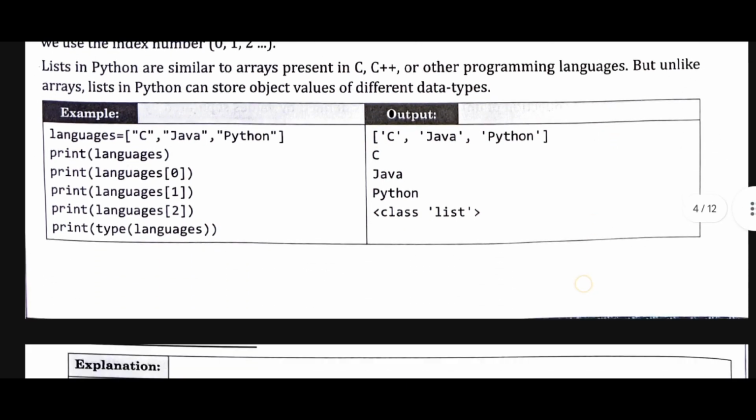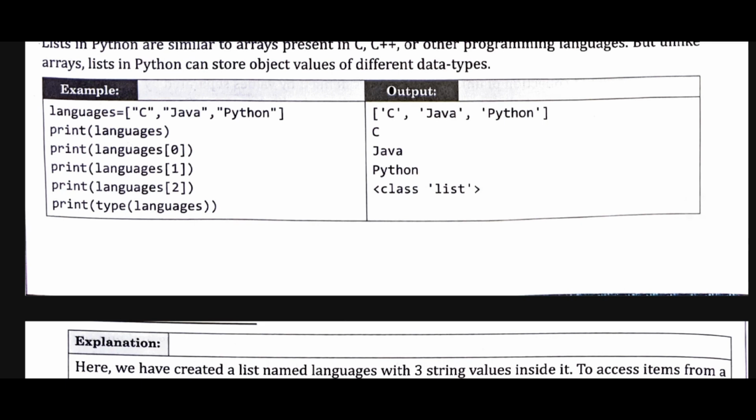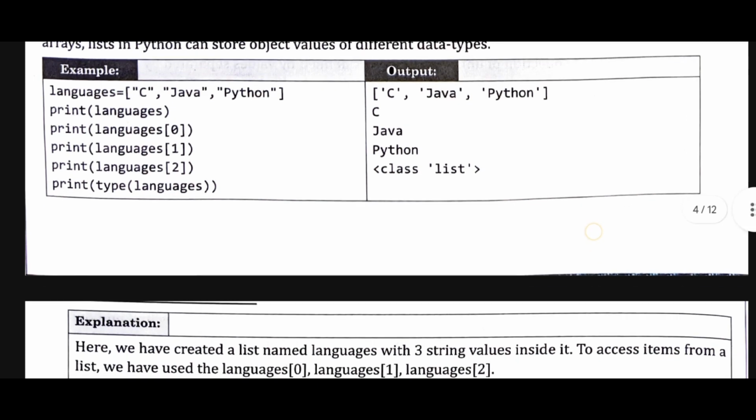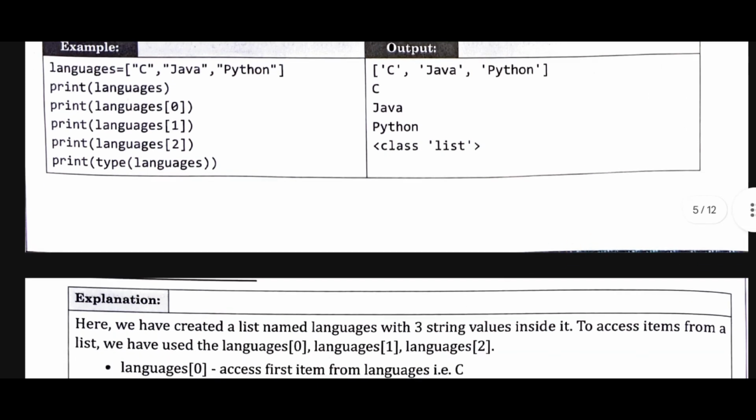This is a list. So when we require to print a single element from the given list, we can use their place values, because the list starts from 0. The C is having the place value 0, index value as 0, and Java 1, Python is holding 2. So when we print language of 0, C is getting printed, and when we print languages 1, Java is getting printed, languages of 2, Python is getting printed.